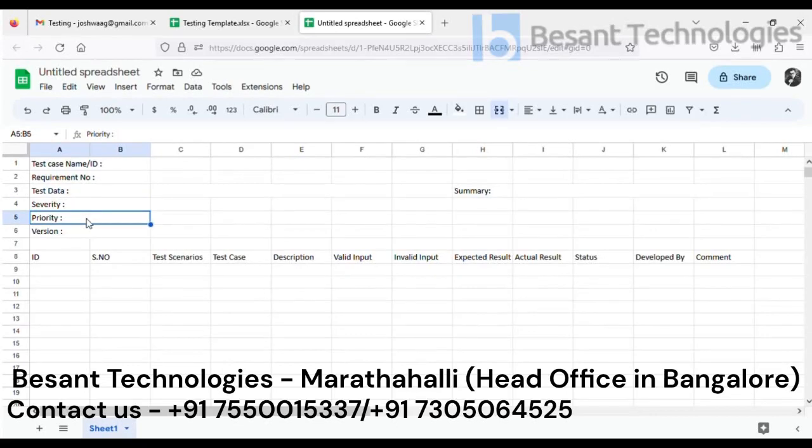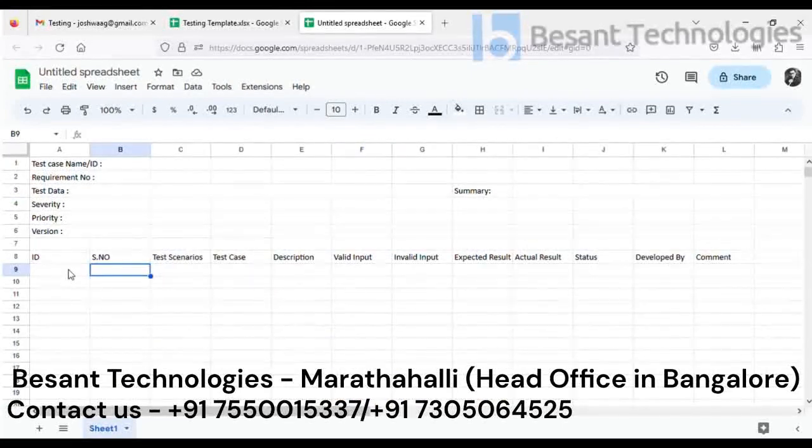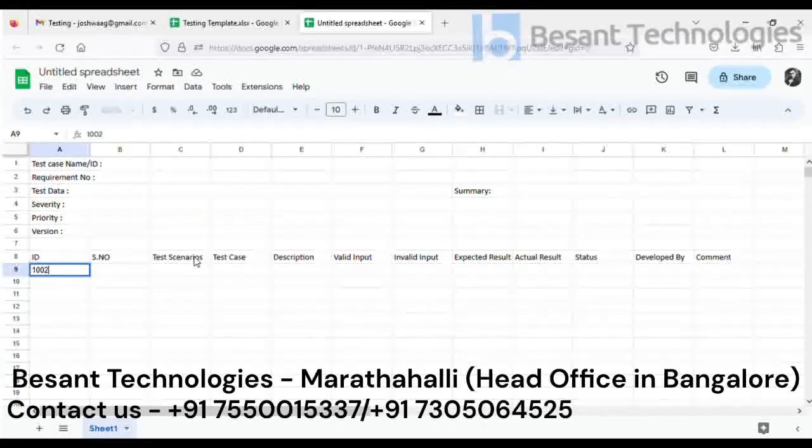And this is the test case name. In the ID section, you will mention the specific ID, for example, like 102. And coming to test scenarios and test cases, they play a very major role for a manual tester.